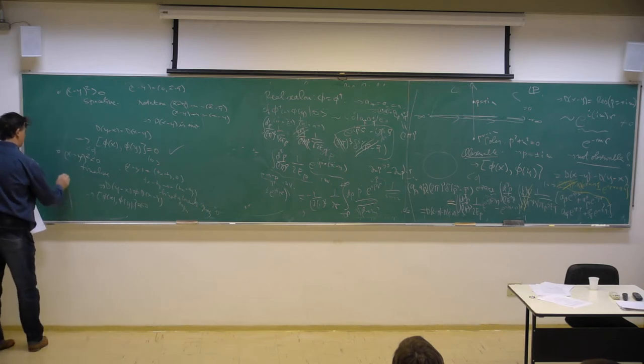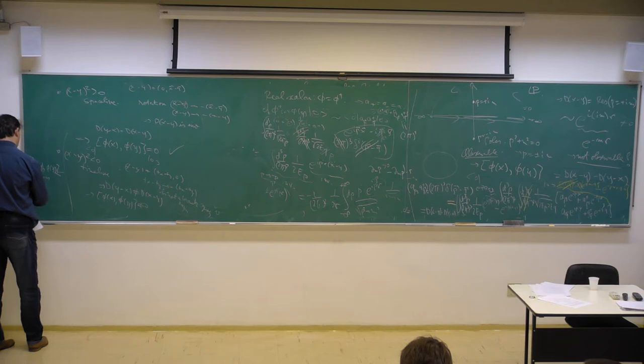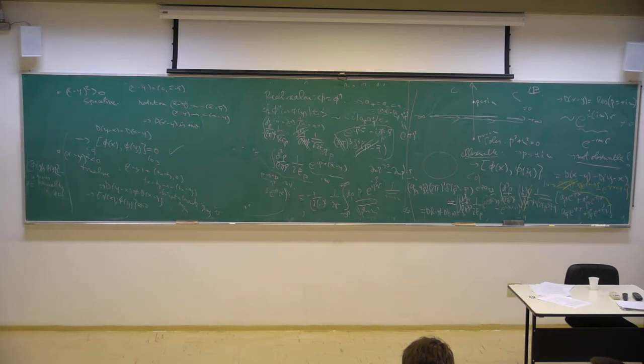So phi of x, phi of y, being zero or non-zero gives causality in quantum field theory. For space-like separation, we should have zero. For time-like, we should have non-zero.